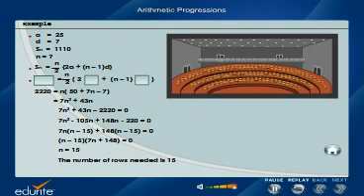We reject the negative value. We find that 15 rows are needed to seat 1,110 people in the auditorium.